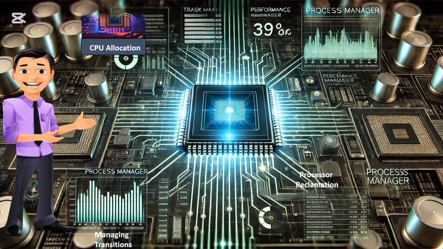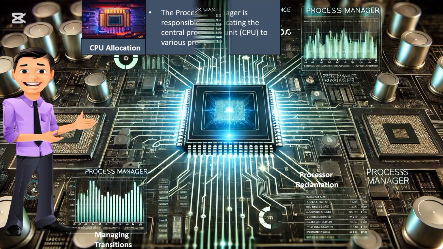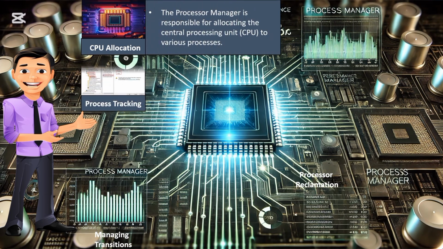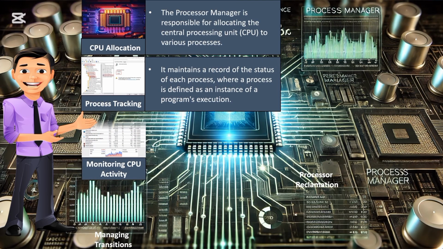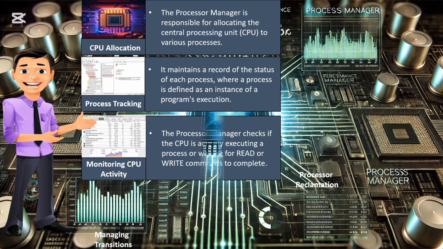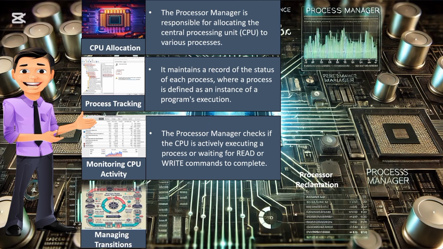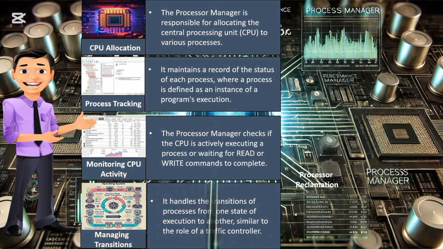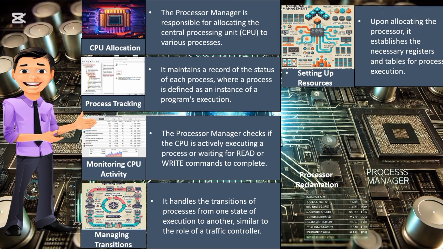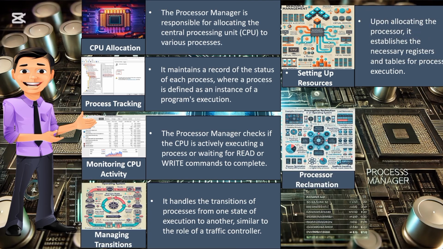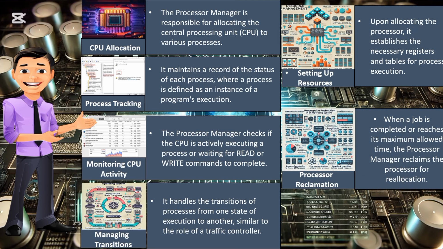CPU allocation. The Processor Manager is responsible for allocating the central processing unit, CPU, to various processes. Process tracking. It maintains a record of the status of each process, where a process is defined as an instance of a program's execution. Monitoring CPU activity. The Processor Manager checks if the CPU is actively executing a process or waiting for read or write commands to complete.